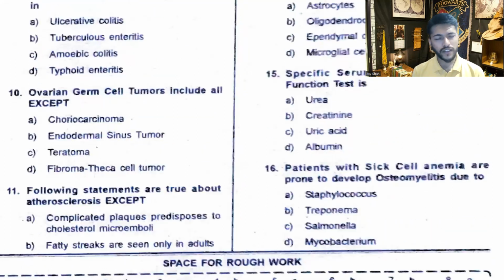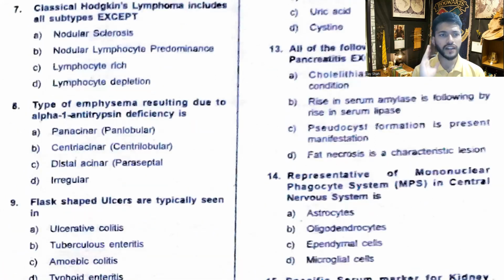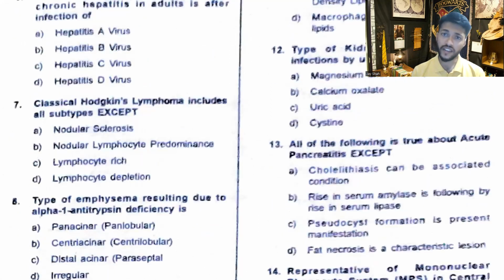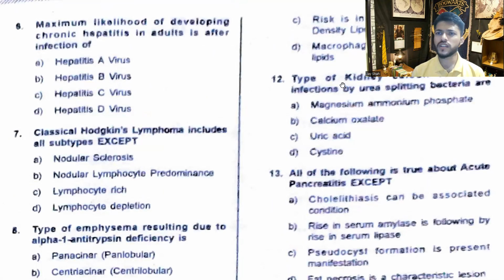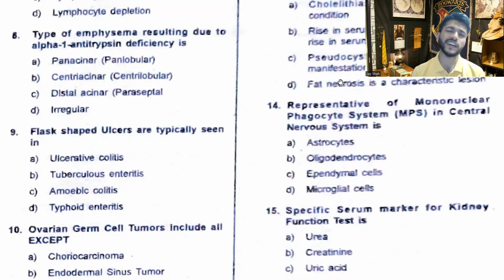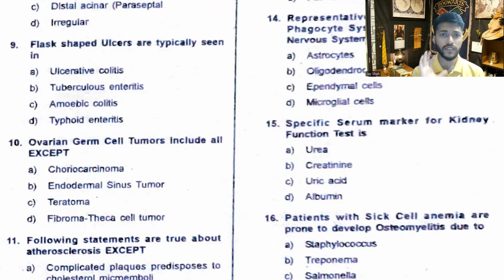Following statements are true about atherosclerosis except: complicated plaques can predispose to microemboli, that's true. Fatty streaks seen in adults only, that's false. Fatty streaks can also be seen in children, and they are the sites where your future plaque formation can be there, right? So they are seen in children. Risk is inversely proportional to your HDL levels, that's true. Higher the HDL, lower is the risk. HDL above 50 is good in males, above 45 good in females. Macrophages in intima accumulate lipids. Yes, lipid-laden macrophages are also known as foamy macrophages. I have a gut instinct that this time maybe atherosclerosis can be asked as an LAQ.